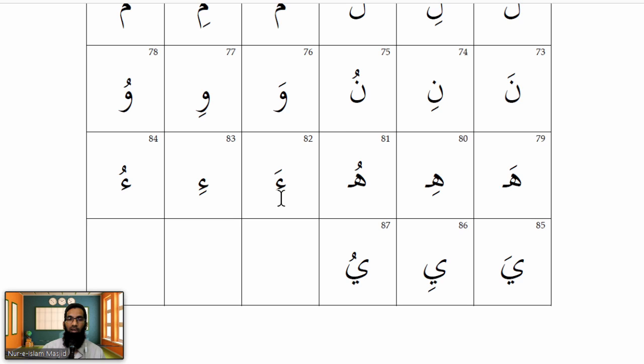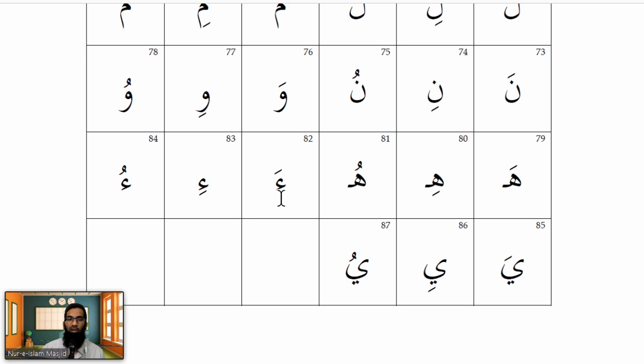Next, sheen. This is a nice example because this has the three vowels on it. This is what? Right, that's the dhamma. This is the kasra. And this is the fatha. So sheen dhamma is shu. Kaf kasra is ki. And ra fatha is ra. So shukira. Right, so shukira is a good example of the three of them in one word.